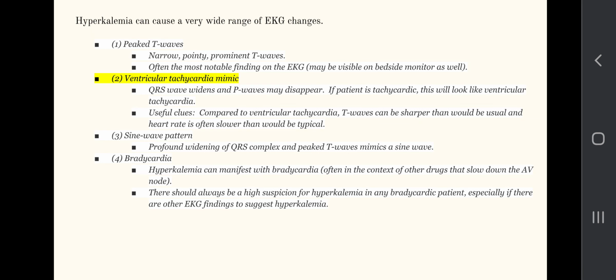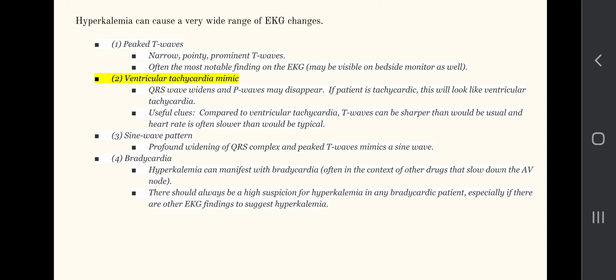Hyperkalemia can present in many different ways on an EKG. Everyone's pretty familiar with peaked T waves. That's an early sign of hyperkalemia: narrow, pointy, prominent T waves. I've highlighted ventricular tachycardia mimics on this slide because that's what I want to be focusing on. And that's when the QRS wave widens and the P waves may disappear. If a patient is tachycardic, this will look like ventricular tachycardia. There are useful clues that we'll go over later in this presentation.